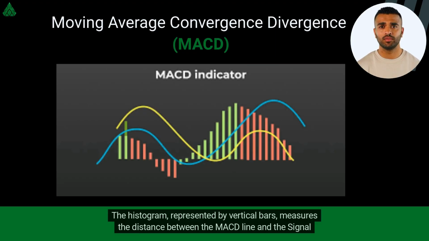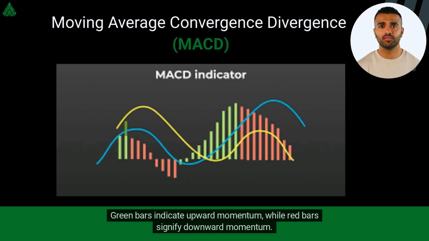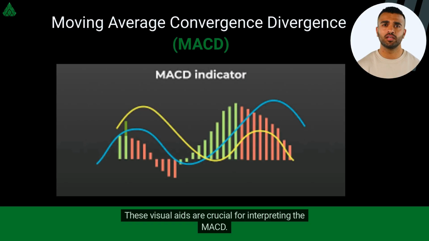The histogram, represented by vertical bars, measures the distance between the MACD line and the signal line. Green bars indicate upward momentum, while red bars signify downward momentum. These visual aids are crucial for interpreting the MACD.